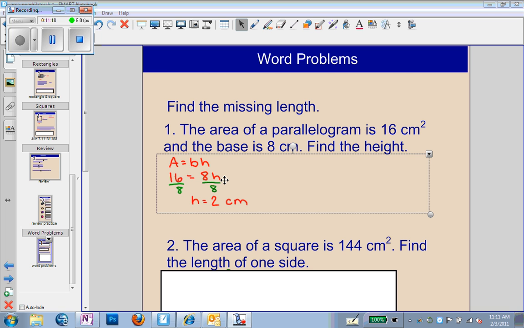I'm solving for the height, h. So I'm going to divide both sides by 8 in order to get h by itself, and I end up with h equaling 2 centimeters.